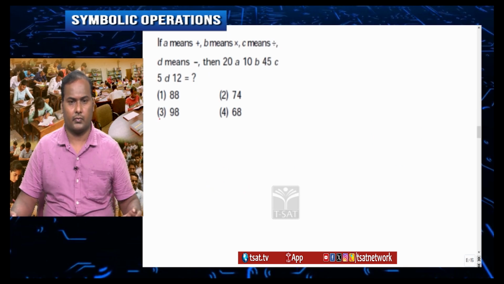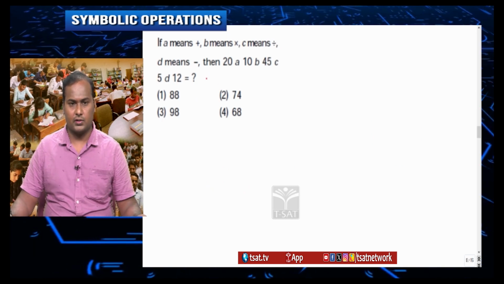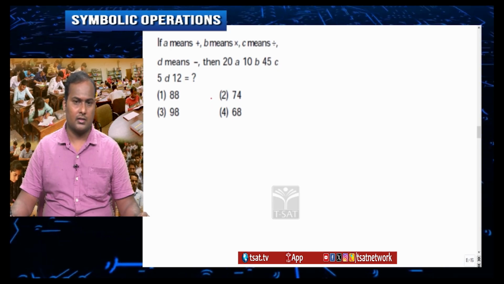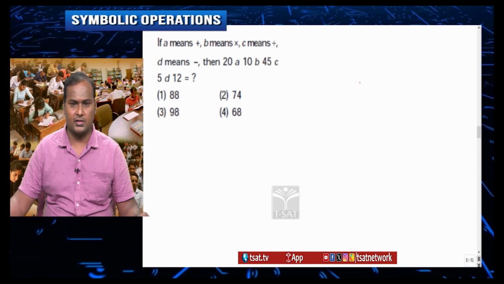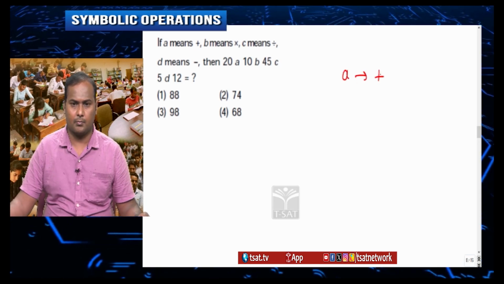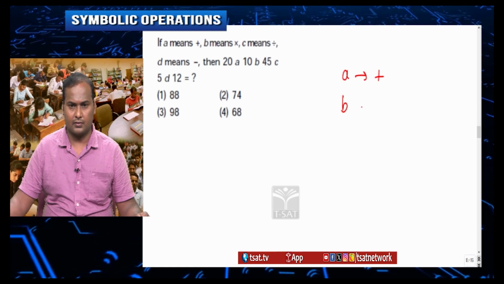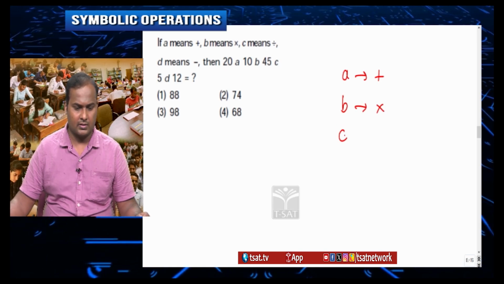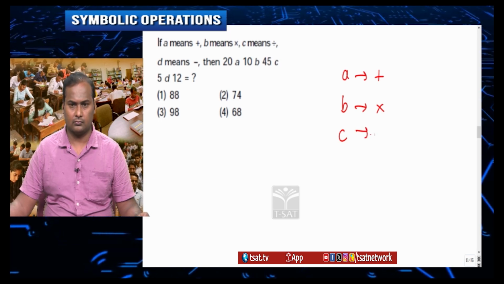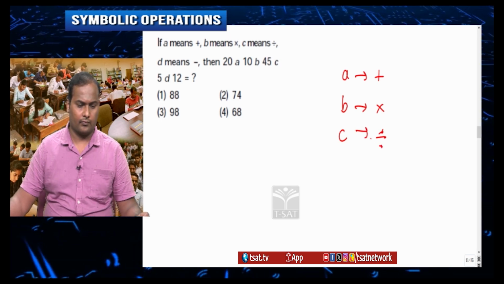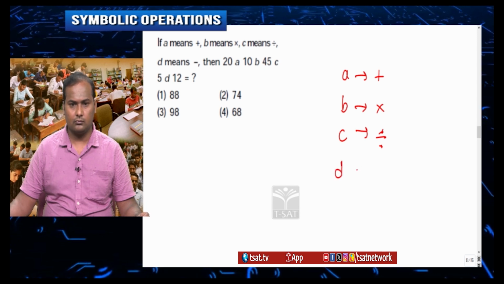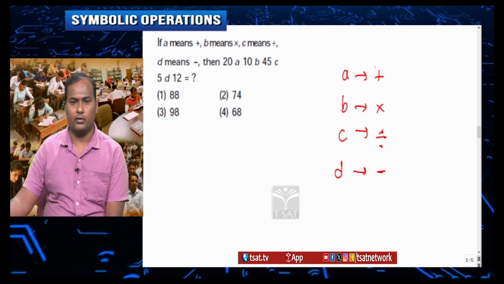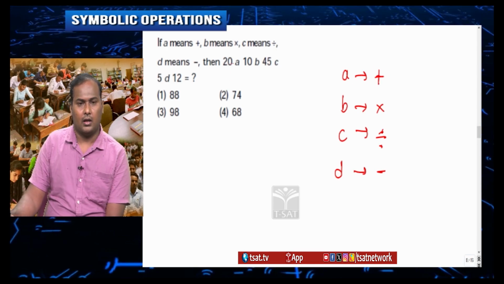Let's check the next question. In this question also he is changing the symbols. The moment he changes the symbols, look at the symbols and apply that change. He is saying that A means plus, B means multiplication, C means division, and D means subtraction. So he gave different symbols for A, B, C, D, and we try to apply this.